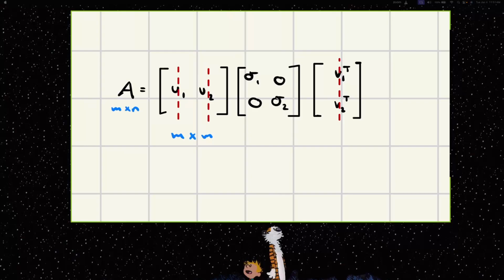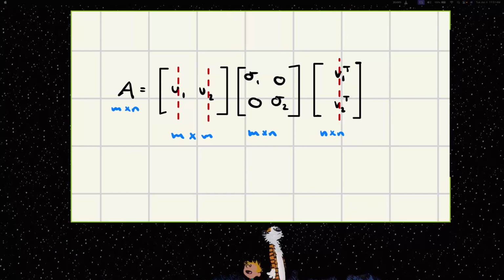Alright. Hold on here. Sorry. M by N, and then we have M by M, and then this is M by N, and then this is N by N. So this is the factorization. So this would be the dimensions of these matrices.